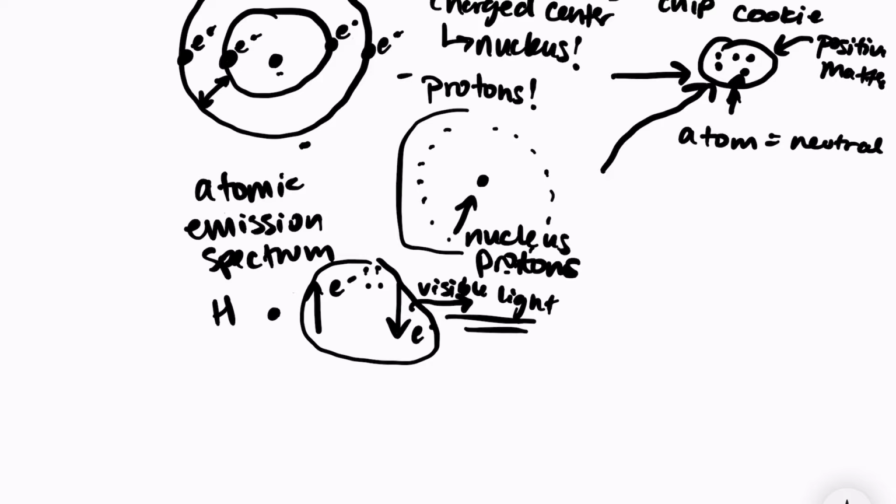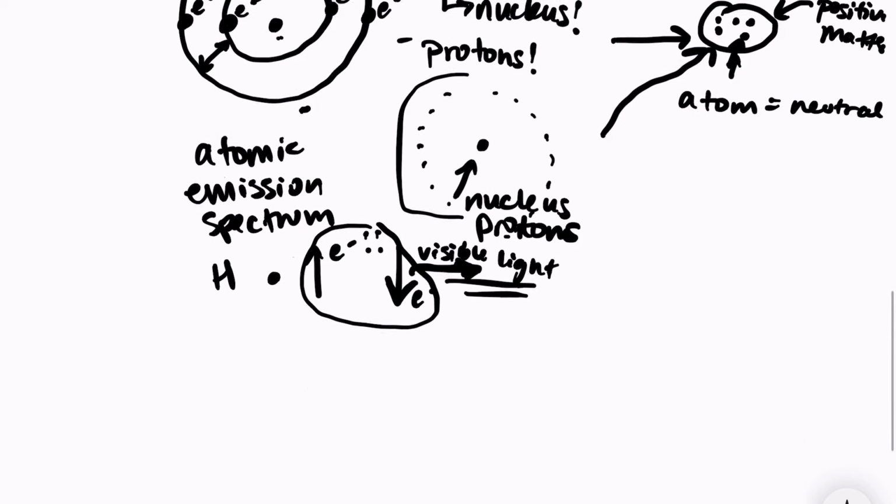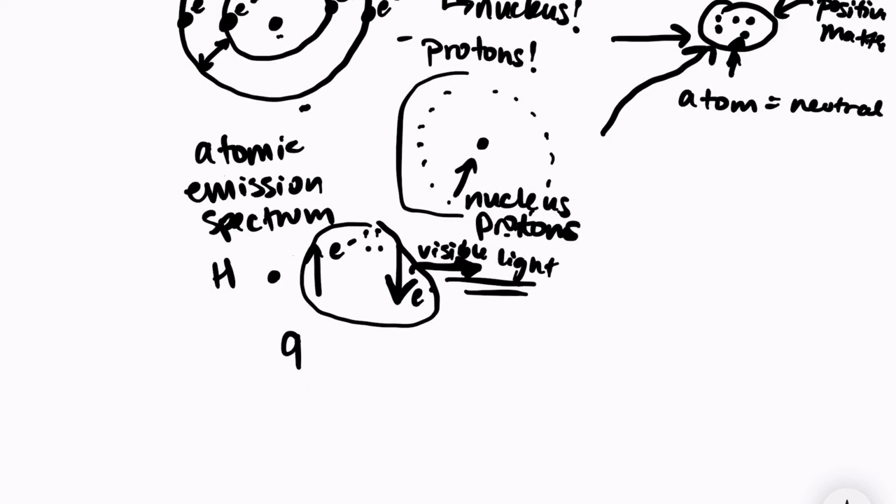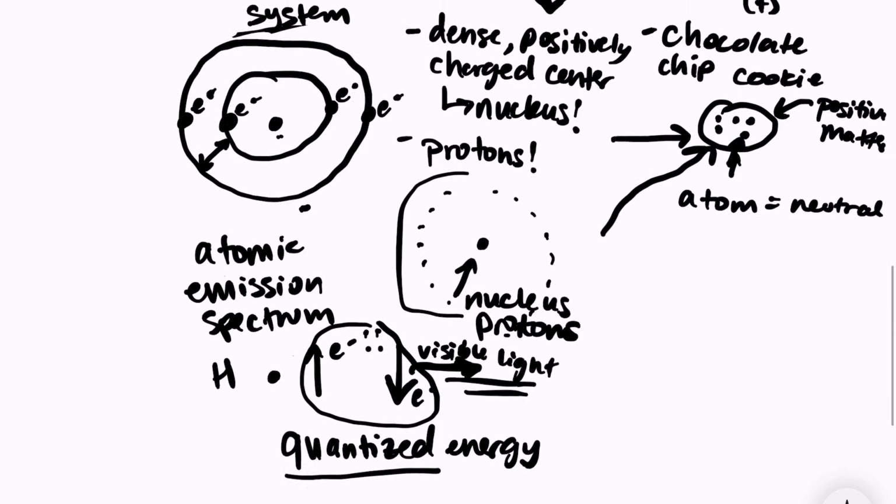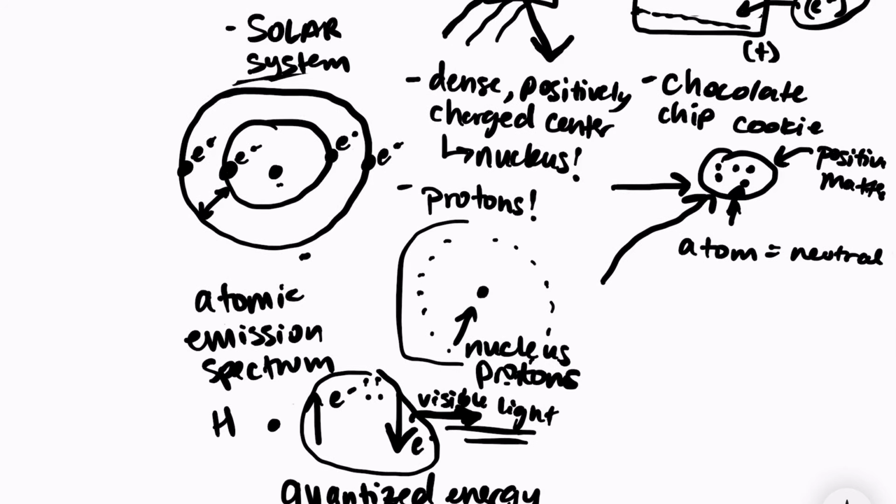When the electrons came back down to their energy level and gave off visible light, they actually gave off specific wavelengths of light and specific colors. So that led Bohr to believe that electrons must have quantized energy. The electrons must be quantized, which means they have to have a specific amount of energy, and they must be in orbits somewhere around the nucleus that corresponds to the specific amount of energy that they possess.